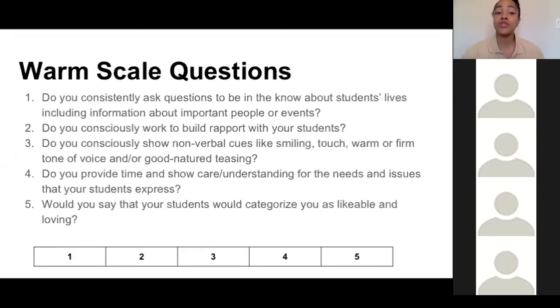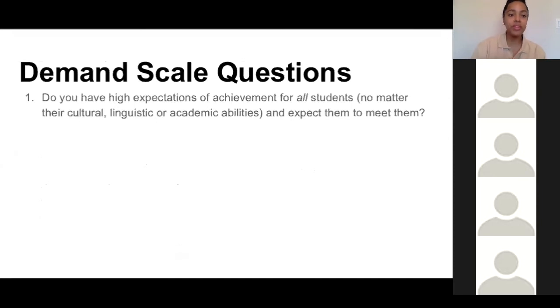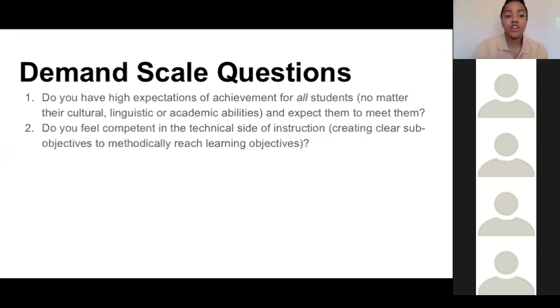Okay, now we're going to do the demand scale. Same thing, 5 questions. How many you're saying yes to, thinking about the vast majority. Do you have high expectations of achievement for all students, no matter their cultural, linguistic, or academic abilities, and expect them to meet them? Do you feel competent in the technical side of instruction?